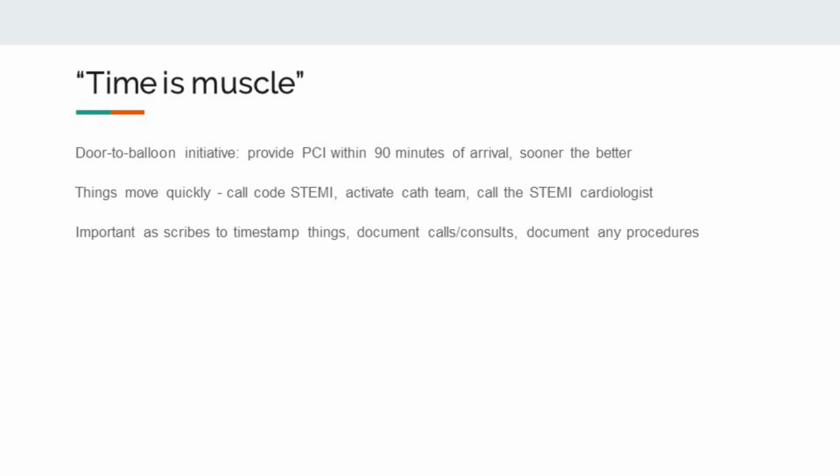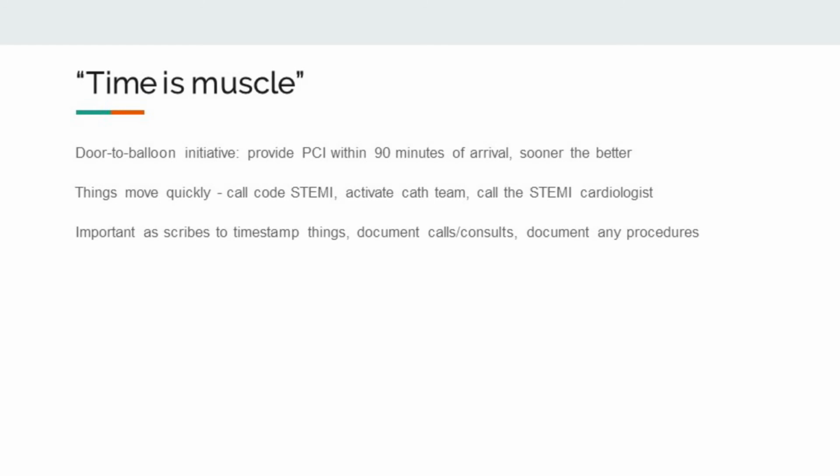Code STEMI will be called, the cath team will be activated, and the STEMI cardiologist will make their way to the ED or cath lab. As scribes, we can help by timestamping things and documenting the calls and consults. If the patient happens to crash, be sure to document the appropriate procedures and critical care time.